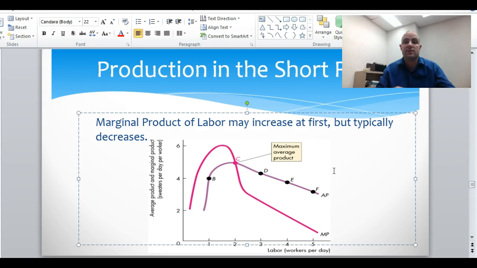And so in general, yes, the marginal product may initially go up, but it's typically going to be going down. So each additional unit of labor gives you less and less additional output. So that's looking at production in the short run.